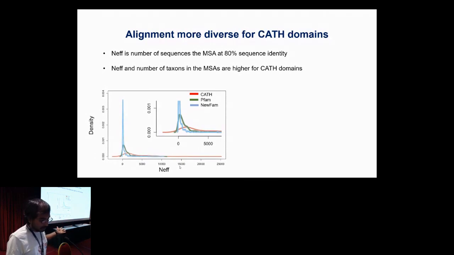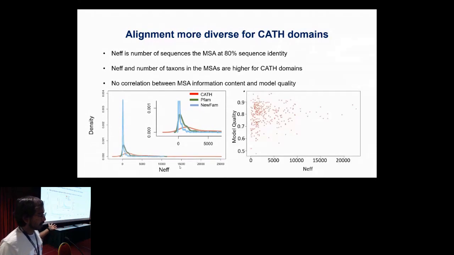However, we couldn't find any clear correlation between the information content of the MSA as calculated from Neff, which is shown by the dot plot, and the model quality. So we also tried to check, along with the diversity of the multiple sequence alignment, whether there were other characteristics that were different in the different domains. We next checked the disorder percentage in the domains.